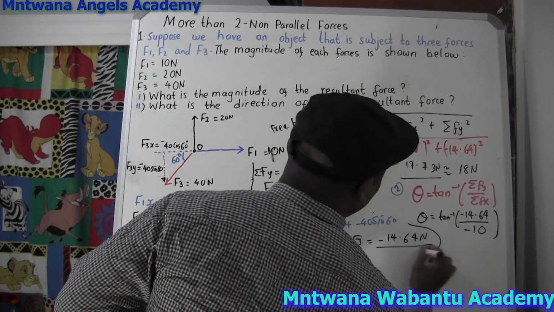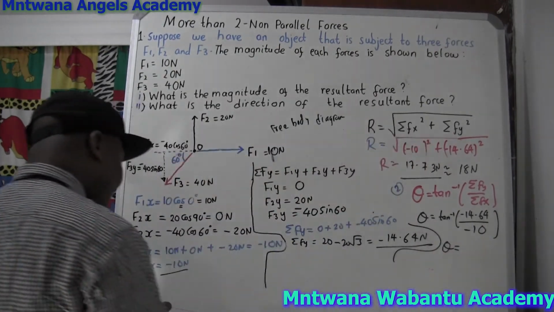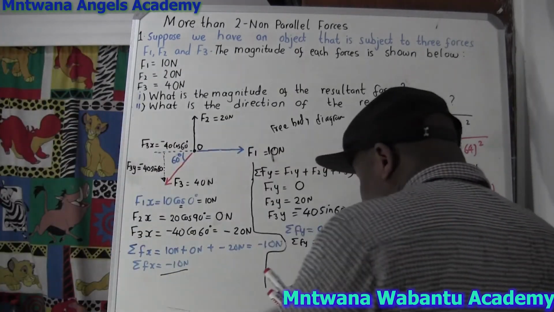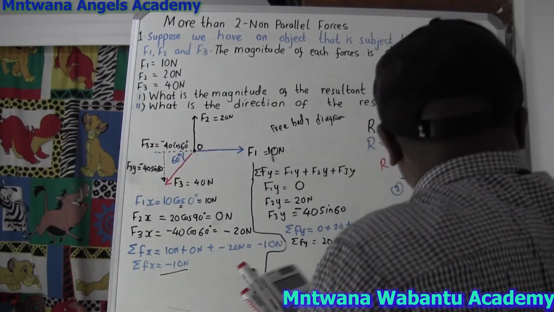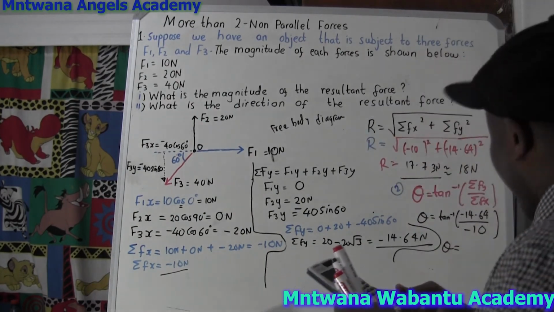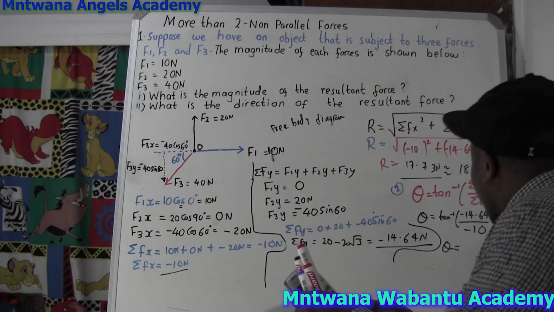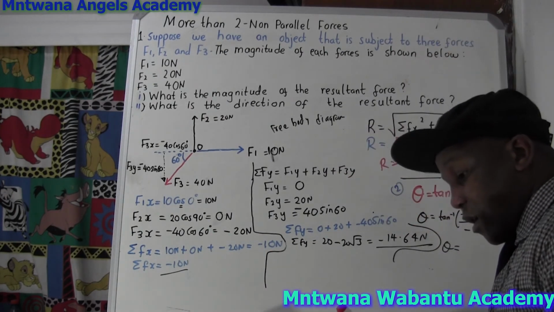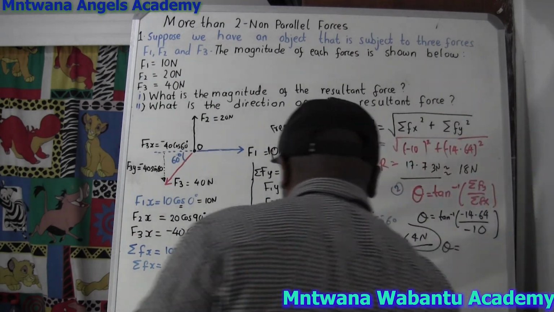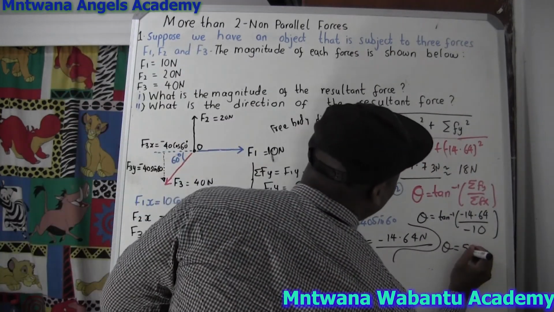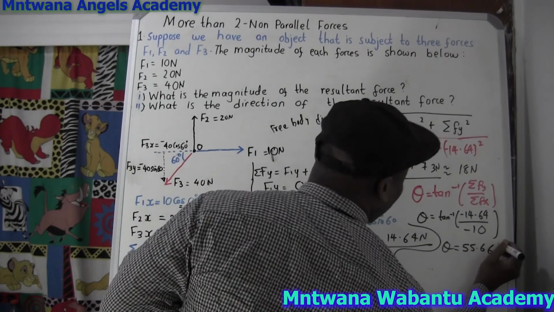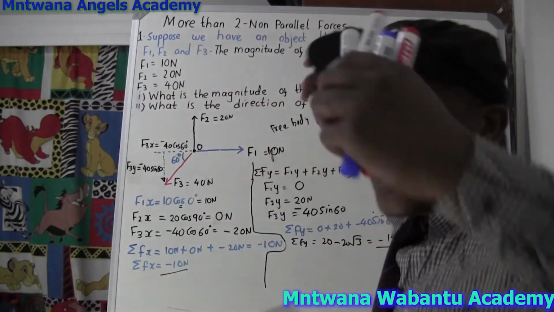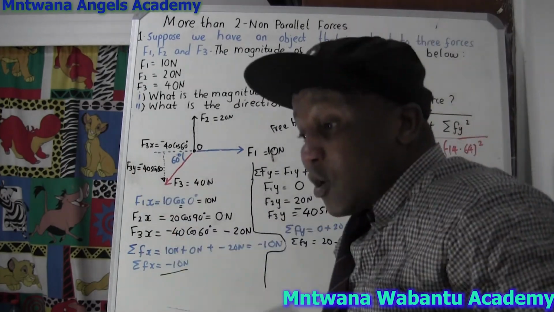So plug that in the calculator. Shift tan, fraction, negative 14.64, negative 10. Okay, so we get 55.66 degrees. So this is our direction of the resultant force.